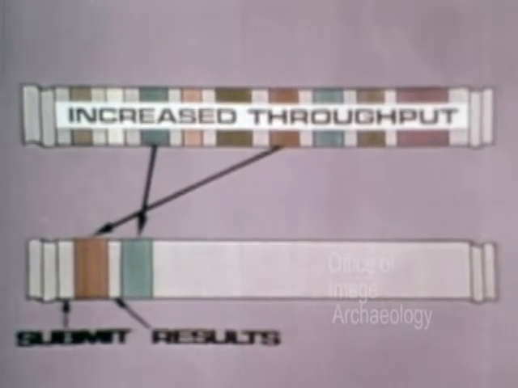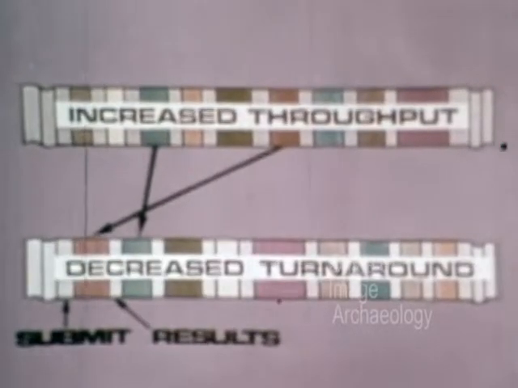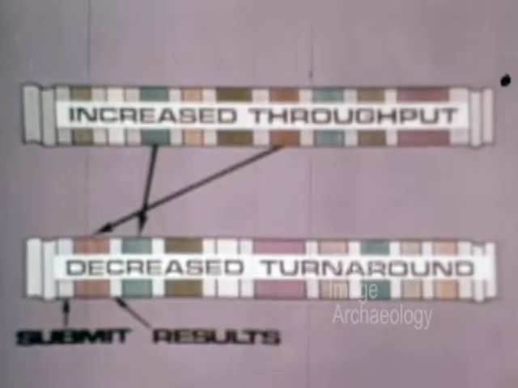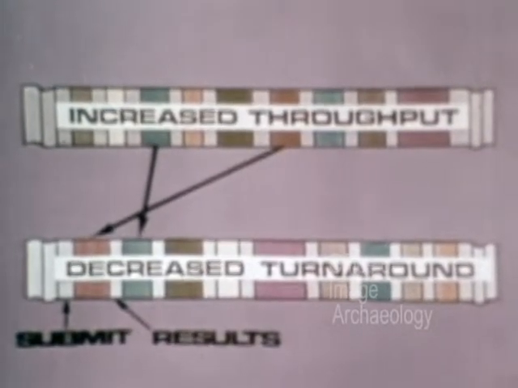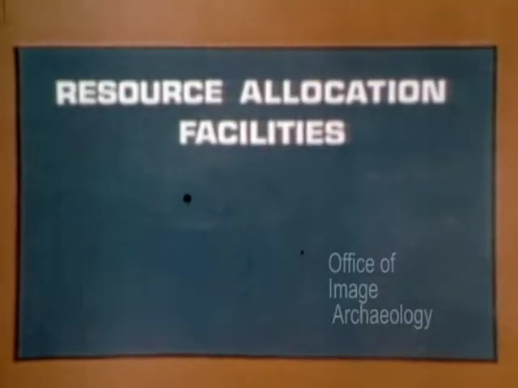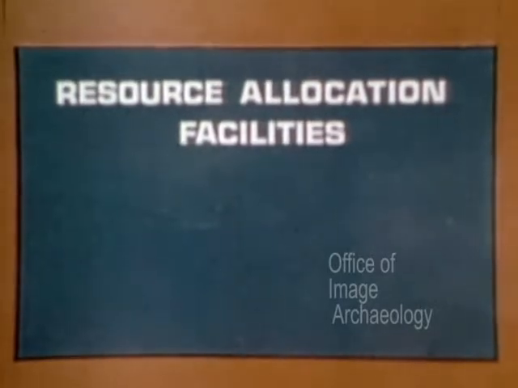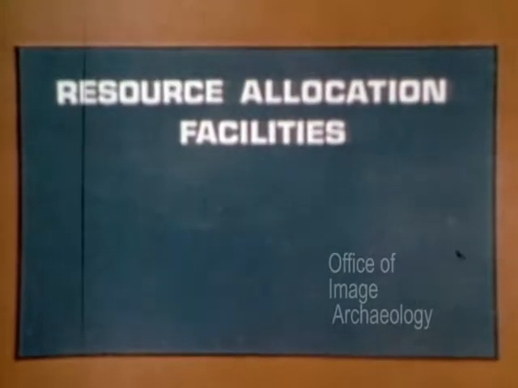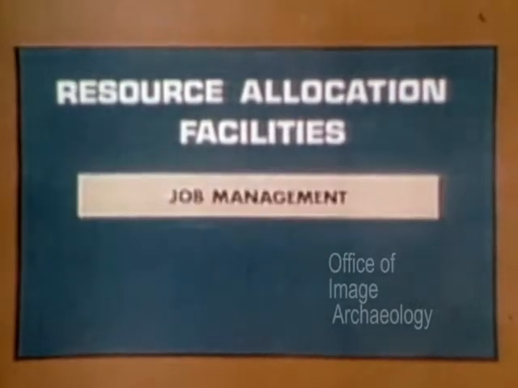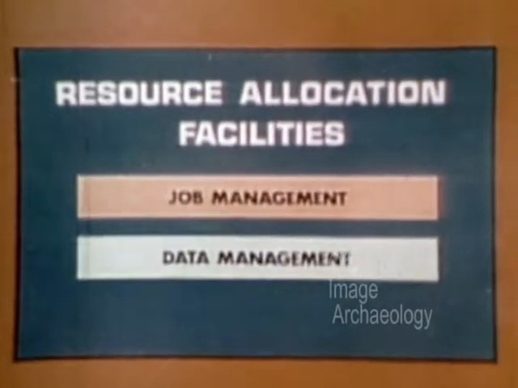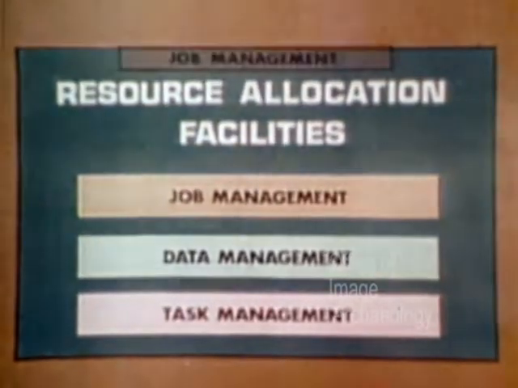This measure of system performance is called turnaround time. Reducing turnaround time is another major objective of many operating systems. An operating system can accomplish its objectives by providing resource allocation facilities. These facilities are often classified by their functions: job management, data management, and task management.